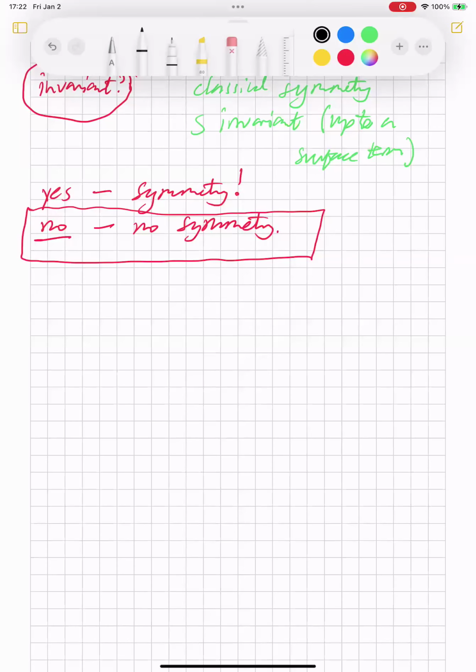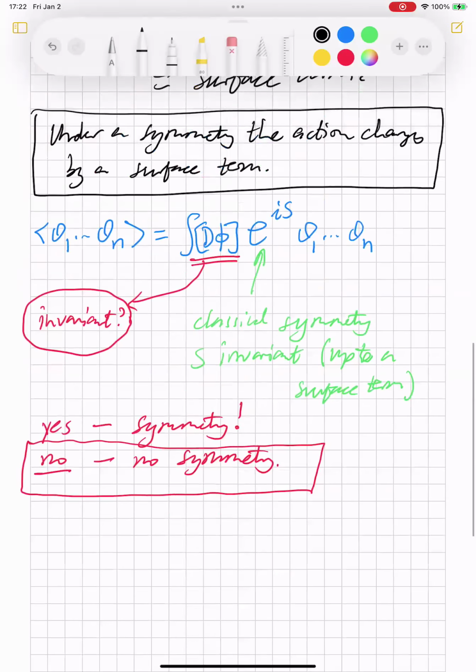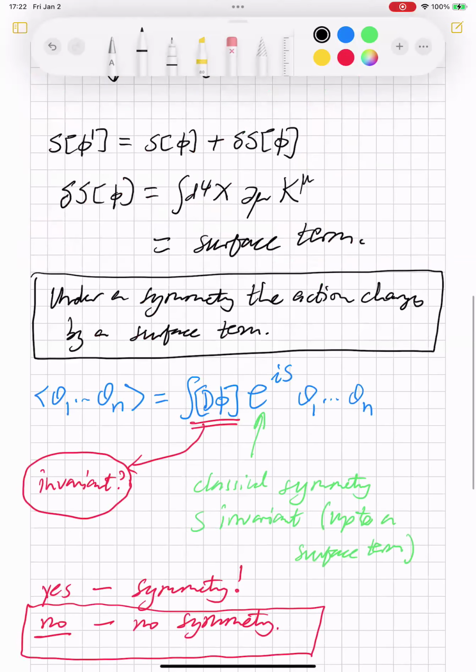Okay, so first of all, I noticed a typo that I just wanted to bring your attention to. Over here, when I was saying what is the change in the action, I said it should be a surface term. Delta S should have been equal to the integral d4x d mu k mu. So this index mu, I didn't write down on the page. So please make sure you've got the index mu in your notes.